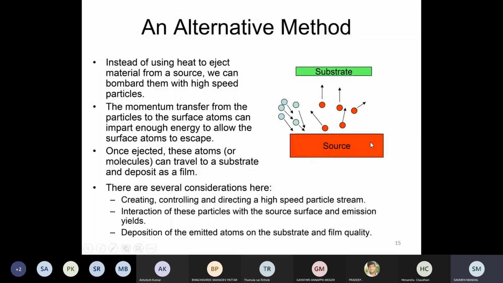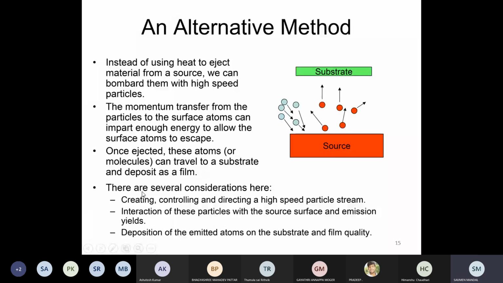Aluminium and oxygen need to be sputtered by this argon plus, so argon plus should have sufficient energy. It should break the bond between aluminium and oxygen in the lattice, or from the surface atom. And the surface atom's binding energy will be a little less compared to the bulk, so it is a little easier to remove the surface atom. Once ejected, those atoms can travel to the substrate and deposit as a film. So the ejected atom from the source will deposit on the substrate.